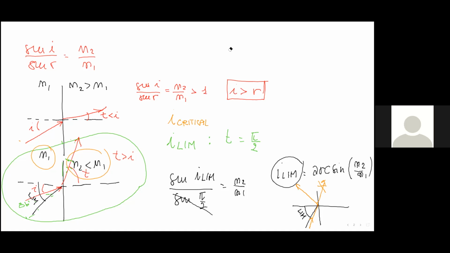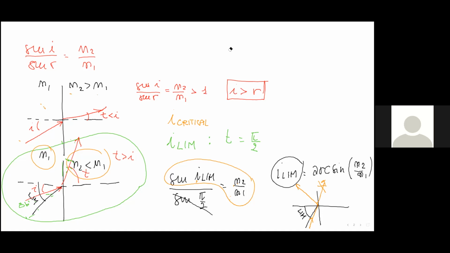Now, if you look at this condition here, you understand that in the first case, when n2 is larger than n1, this is larger than 1, and this solution doesn't exist. There is no critical angle. So if you have light coming from a lower refractive index to a larger refractive index, you will never have this process of the critical angle.